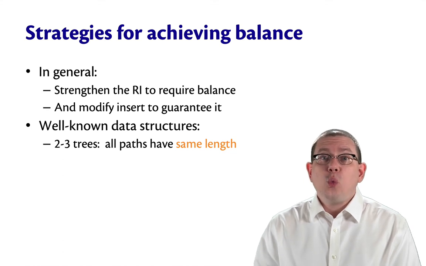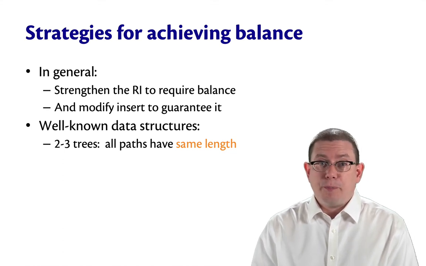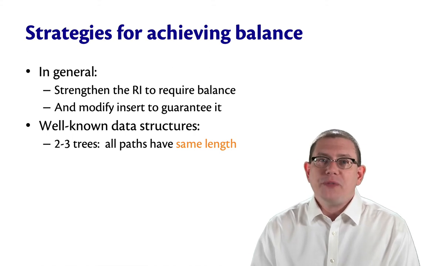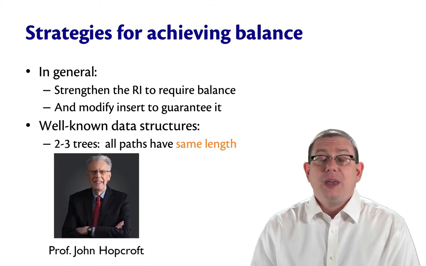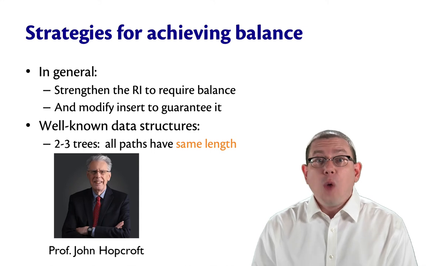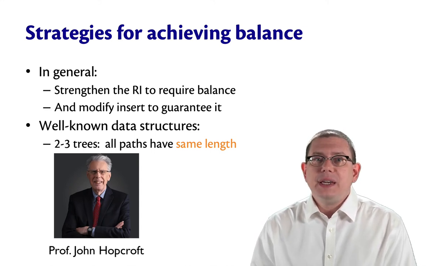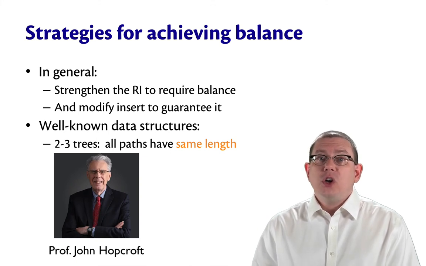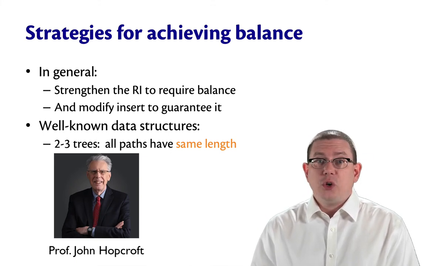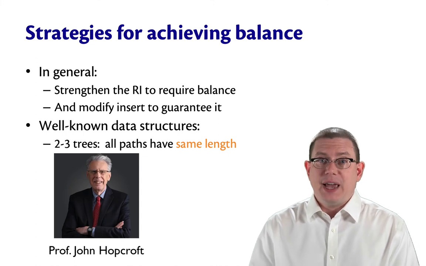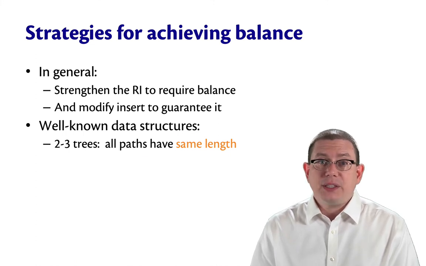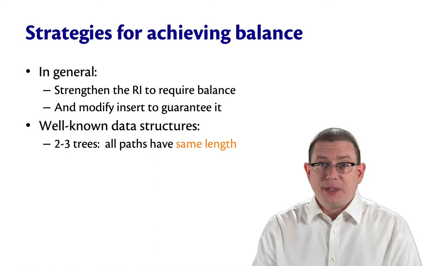There are a few well-known data structures for balanced binary search trees. One of them is the 2-3 tree. This was actually invented by our own Professor John Hopcroft. In a 2-3 tree, all paths have the same length. That's guaranteed by storing either 2 subtrees at each node or 3 subtrees at each node. So that complicates the representation type a little bit, as well as the algorithms.